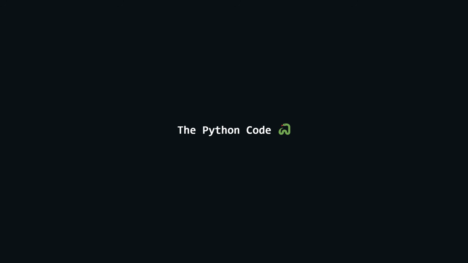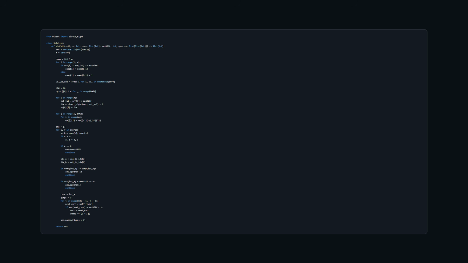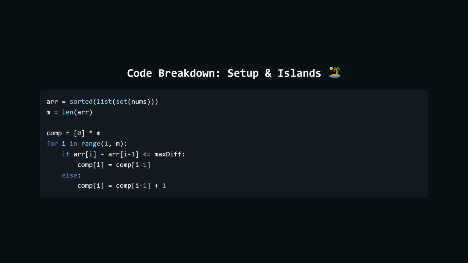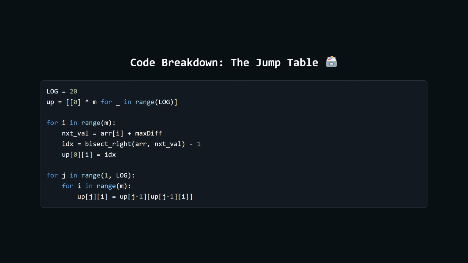Let's bring all those ideas together and look at the full solution written in Python. I know this looks like a huge wall of text at first glance, so let's zoom in and break down the trickiest parts, step by step. First, we sort our unique values and group them into isolated islands by checking if the gap between numbers exceeds our limit. Next, we use binary search to find the furthest single jump possible, then build out our exponential jump table from those base values.